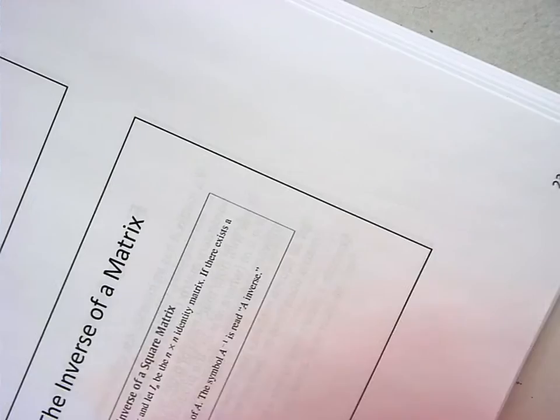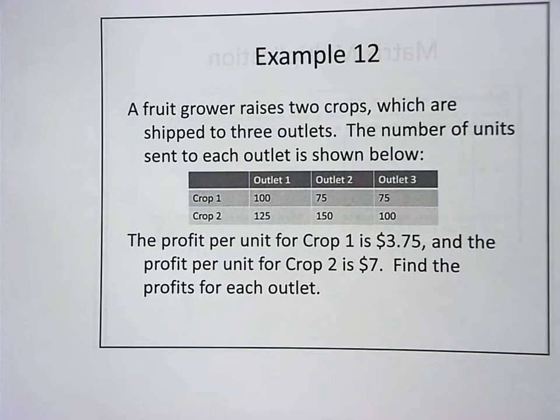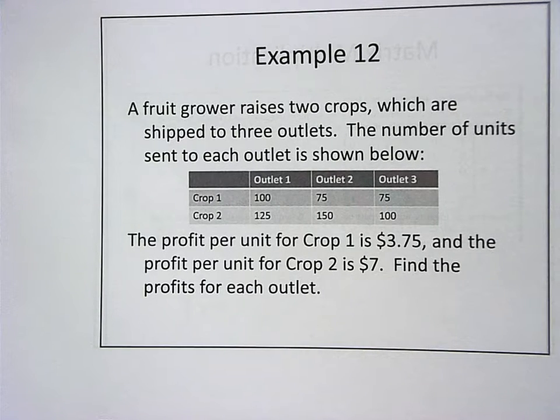One more. Gotta have at least one word problem, right? A fruit grower raises 2 crops which are shipped to 3 different outlets. The number of units sent to each outlet is shown below. The profit per unit for the first crop is $3.75. The profit per unit for the second is $7. Okay? I'm going to find the profit for each outlet.